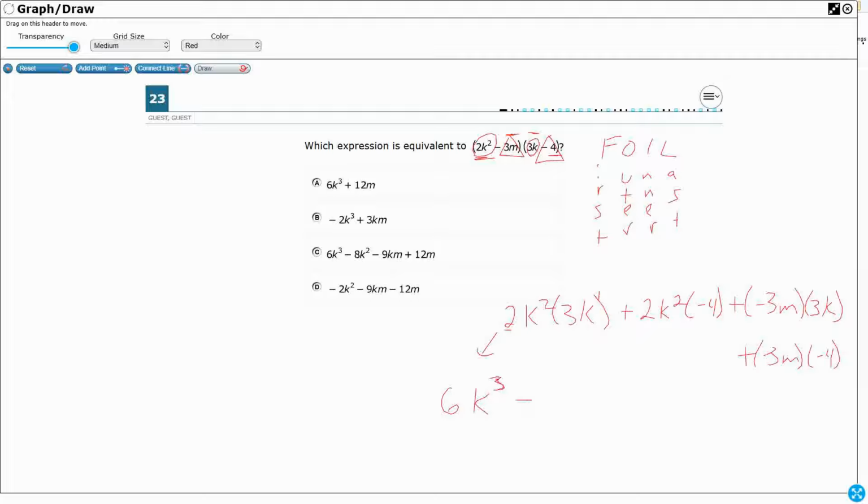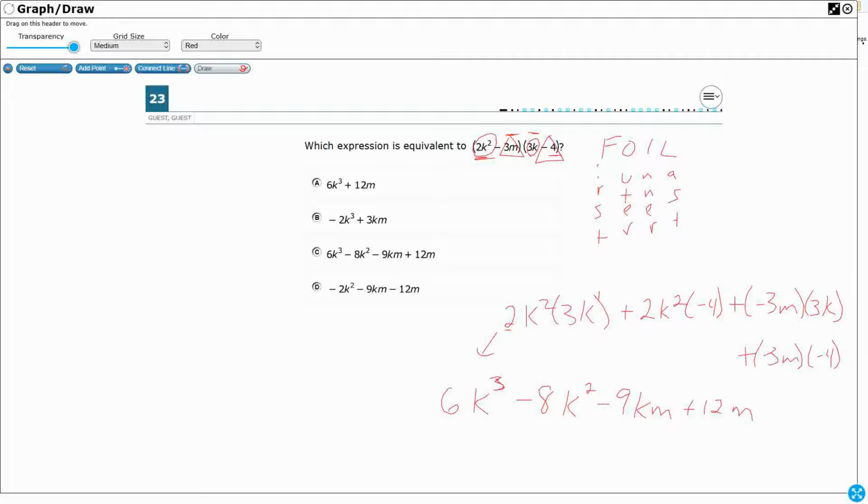I'm going to go ahead and make this a negative here. So the coefficients, or the numbers, are going to be +2, -4, that's -8, and then the k squared just gets thrown in there. I've got a, let's go ahead and make this a minus, 3 times 3 is 9. M times k is just km. When you have two different variables, put them in alphabetical order. And then I've got a -3, -4, that's going to end up with a +12m. So that's all we have.